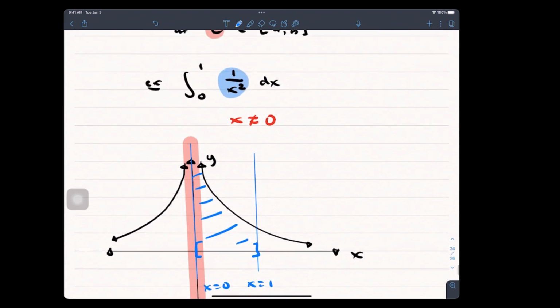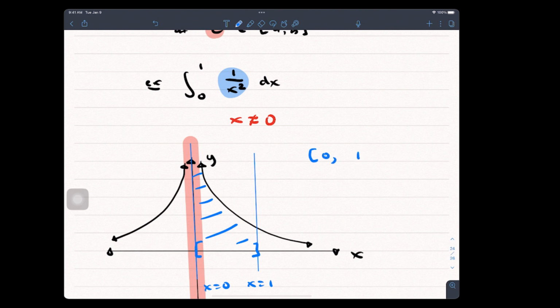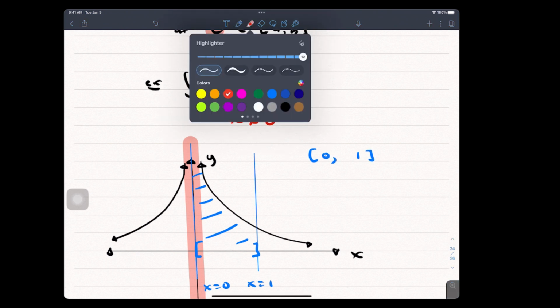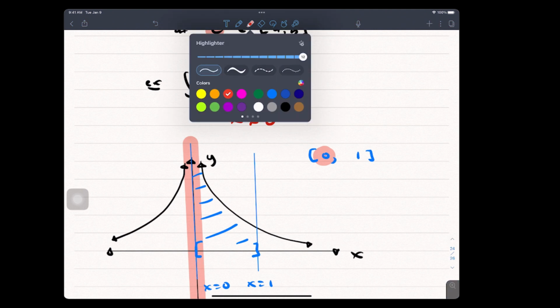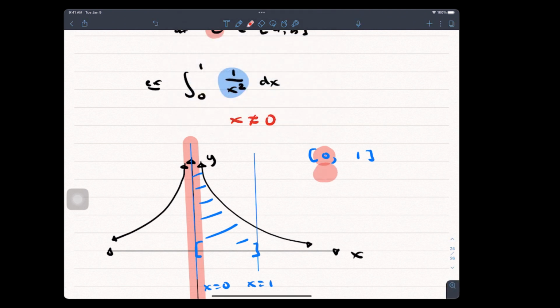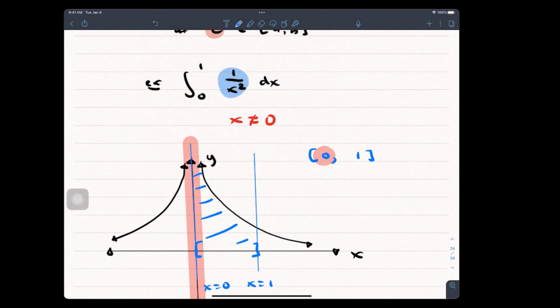So for that interval, I'm trying to integrate this. I'm going to write it down this way. 0 to 1, that's where the issue is. You have a discontinuity. So that's what we call the left endpoint. So you say, okay, what happens here? What do we do now? Because in general, you've got a, b. This is at the left endpoint.